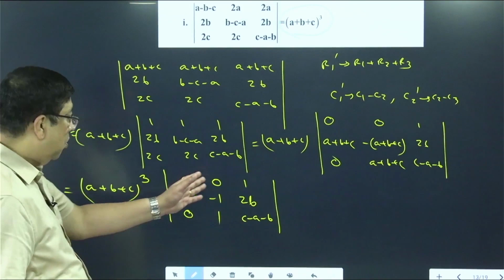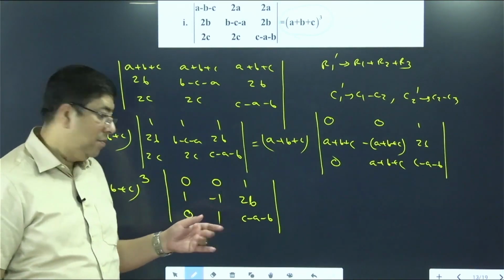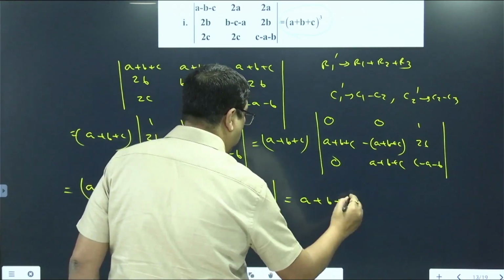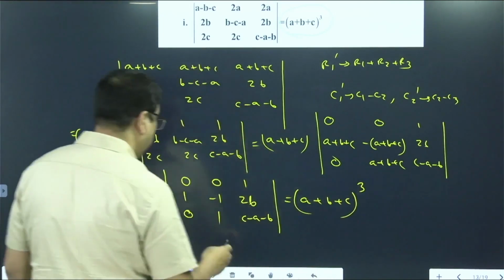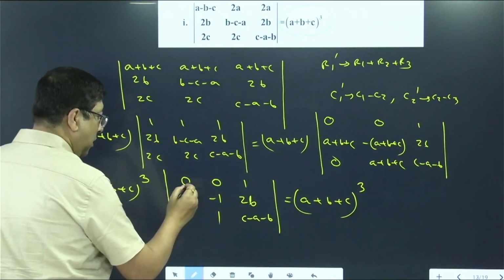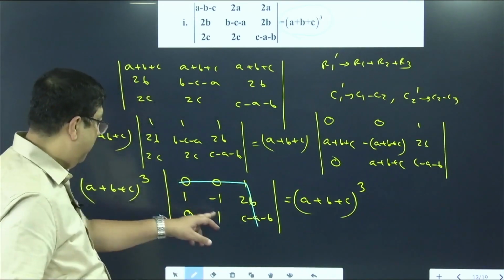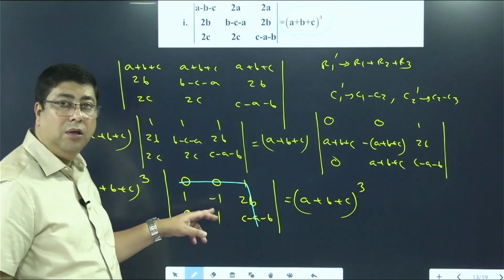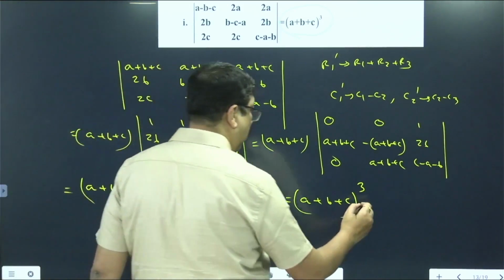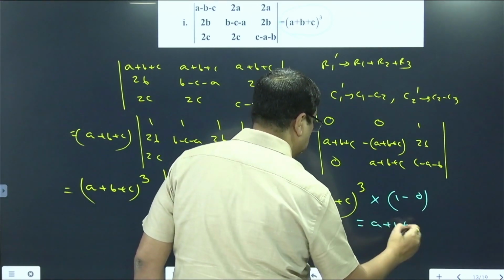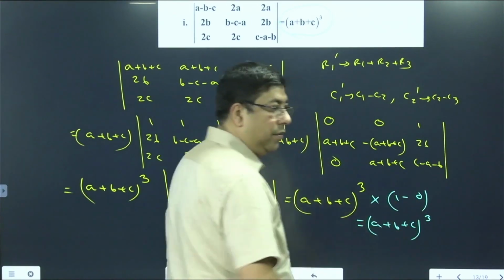If we expand through row or column, the matter is same. Therefore, it is coming to be a plus b plus c whole cube. Now 0 into anything is 0. So, left cross minus right cross, therefore the answer is coming 1 minus 0, that is a plus b plus c whole cube. Over.